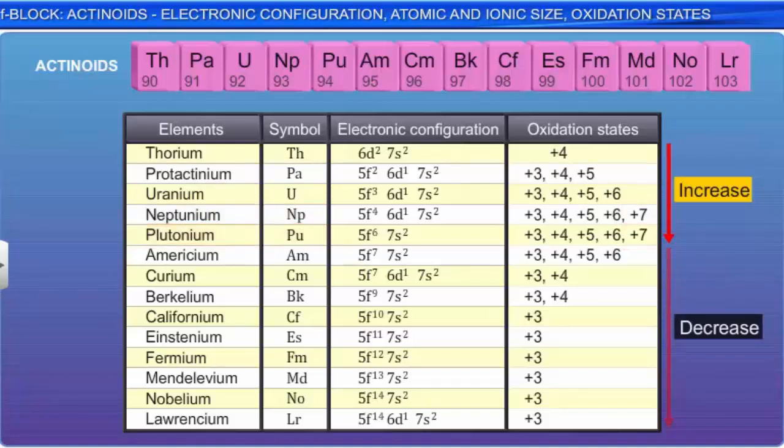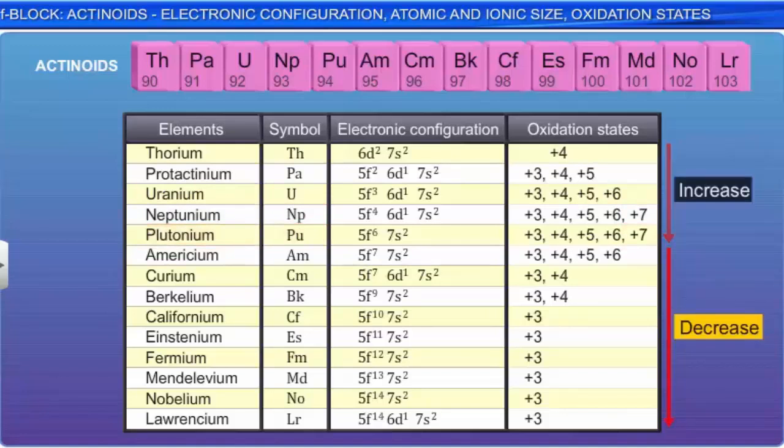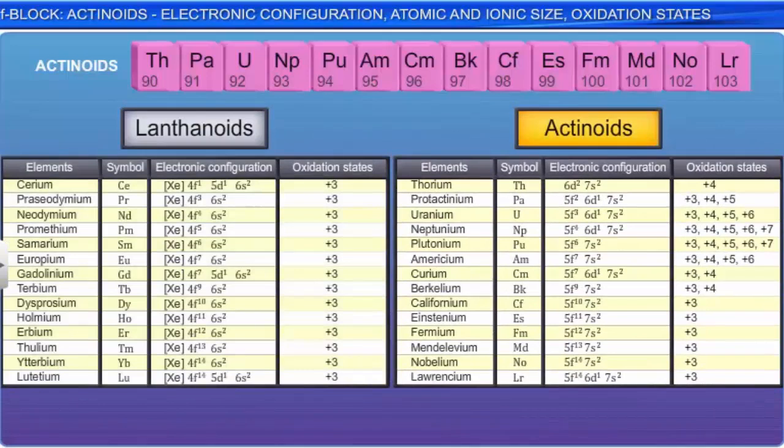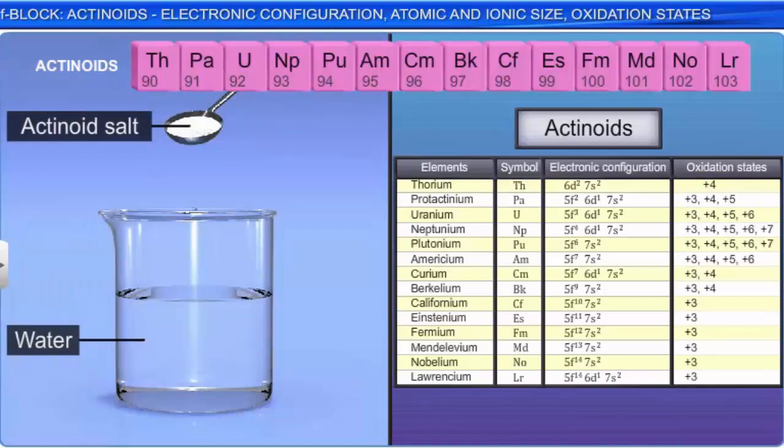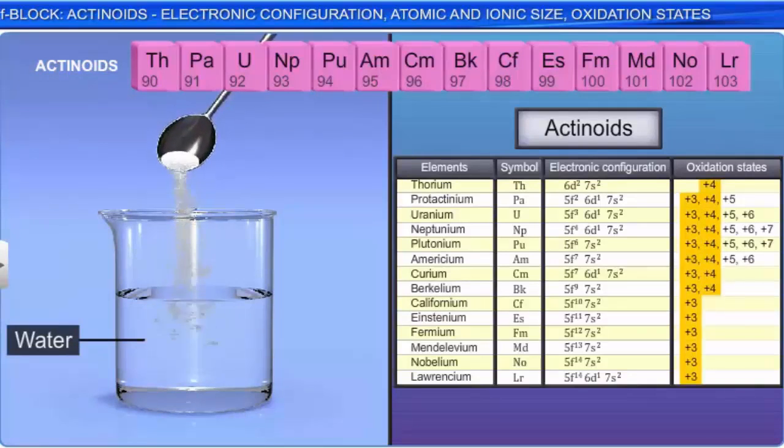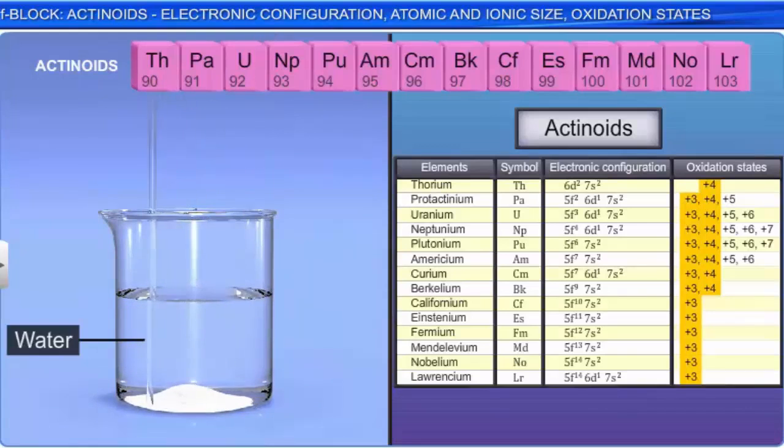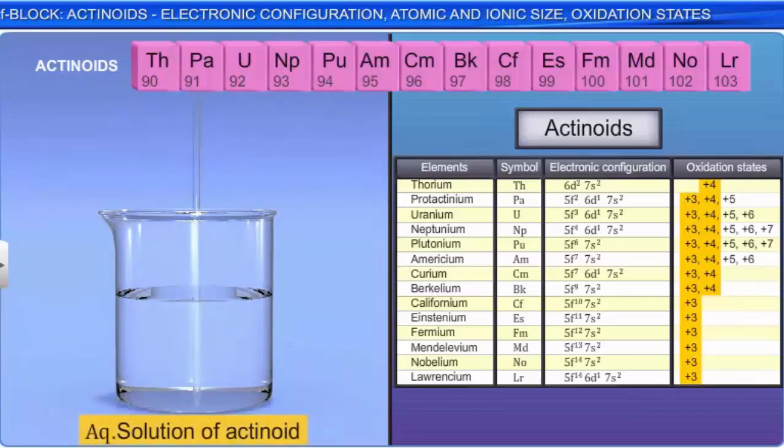Actinoids, like lanthanoids, have more compounds in the +3 state than in the +4 state. However, +3 and +4 ions in actinoids tend to hydrolyze, while lanthanoid ions do not.